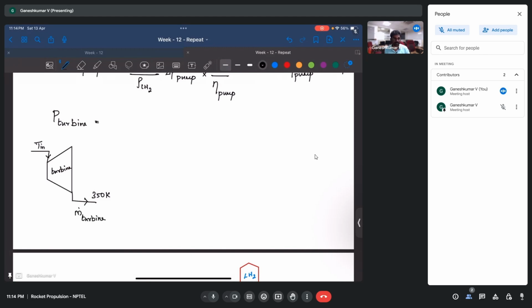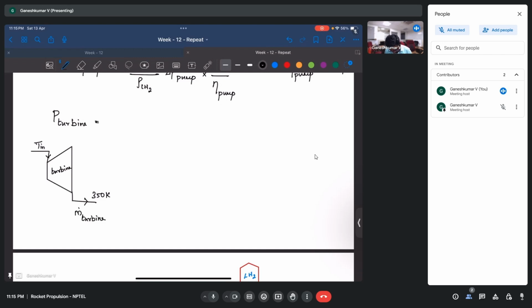The mass flow rate to the turbine is going to be m dot turbine. It's not the total mass flow rate. Not all the mass flow rate is going through the turbine, because most of it is going through the reactor and getting expanded in the nozzle, which is what creates thrust. So only some fraction of the total mass flow rate is going into the turbine. Let's call this m dot turbine.